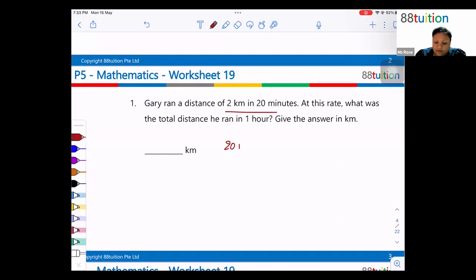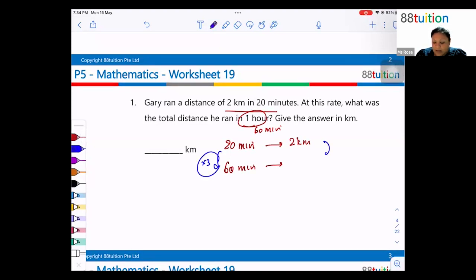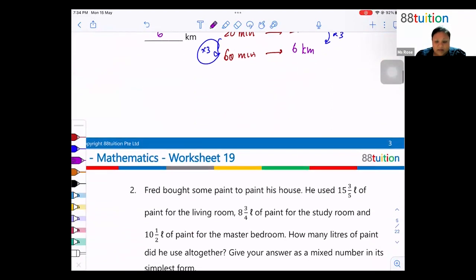Okay, now very quickly for this question. They say that in 20 minutes, Gary can run a distance of 2 kilometers. You want 1 hour. 1 hour is the same as how many minutes? 60. Thank you. So it's the same as 60 minutes. That means it is 20 times 3 to give me 60 minutes. So if I times 3 here, I need to do the same to give me 6 kilometers. Okay, so most of you got that.